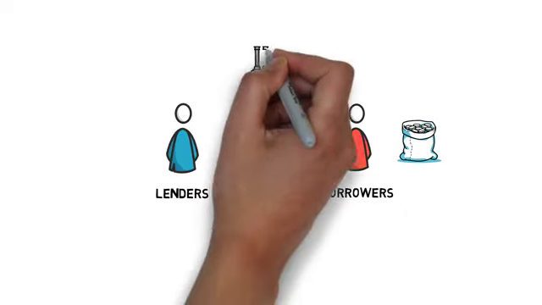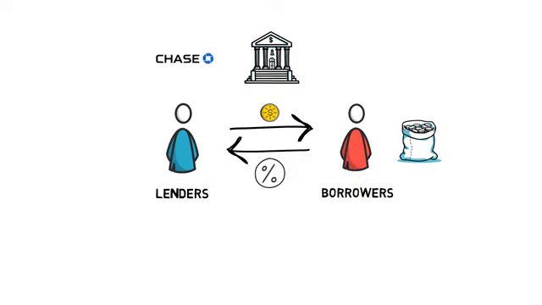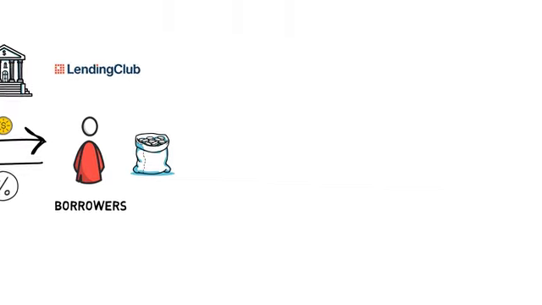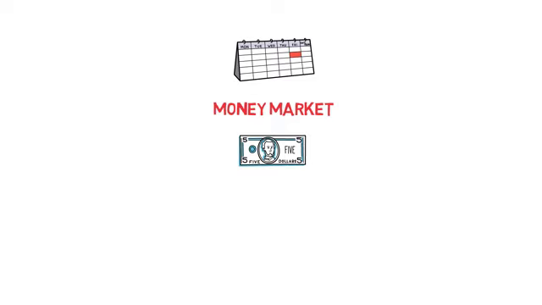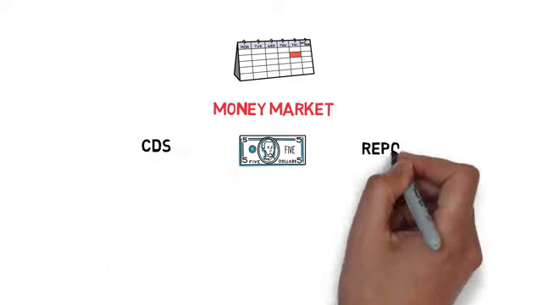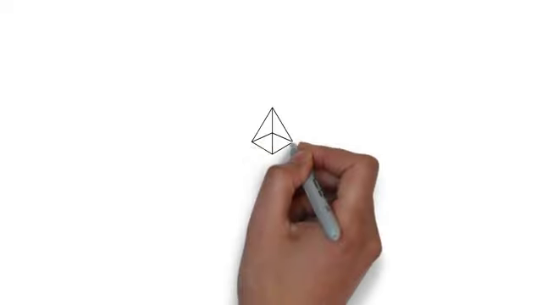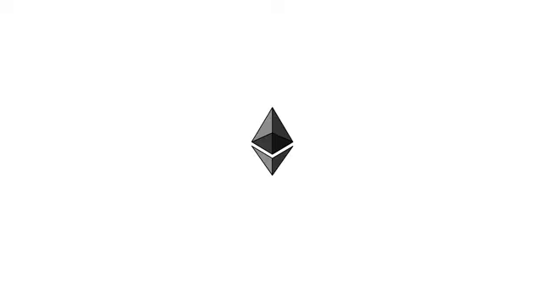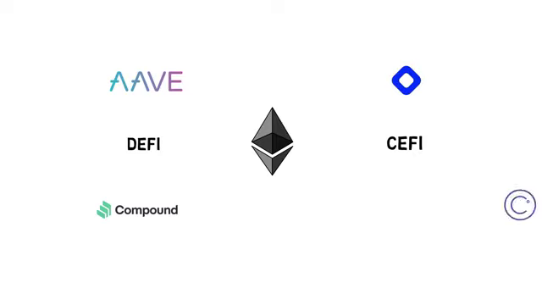Traditionally, lending and borrowing is facilitated by a financial institution, such as a bank or a peer-to-peer lender. When it comes to short-term lending and borrowing, the area of traditional finance that specializes in it is called the money market. The money market provides access to multiple instruments such as CDs, repos, treasury bills, and others. In the cryptocurrency space, lending and borrowing is accessible either through DeFi protocols such as Aave or Compound, or by CeFi companies, for instance BlockFi or Celsius.